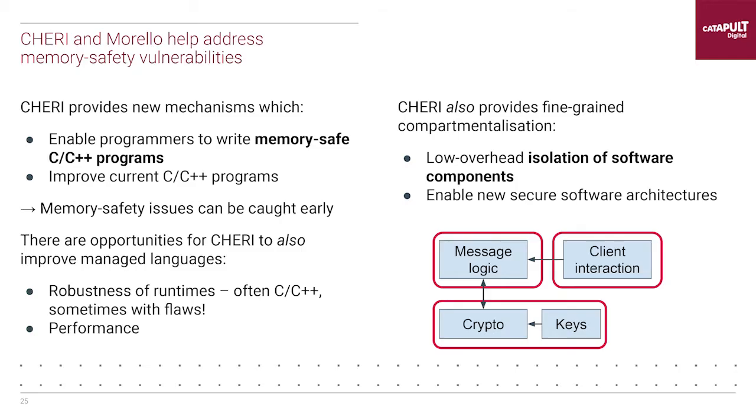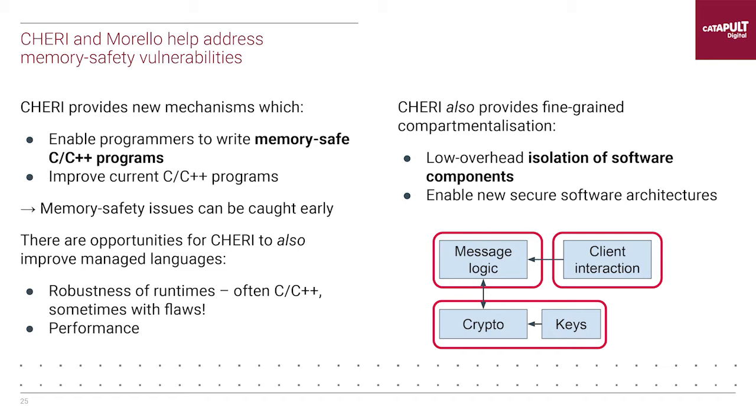Now, I've spoiled my own punchline here. So this is where Cherry is providing advances. So let's give a little overview of Cherry. The later presentations will give detail about how and why Cherry is doing what it does, but it provides two main features. The first, it provides a mechanism that enables us to write memory-safe C and C++ programs using these architectural capabilities that are introduced by Cherry instead of pointers.